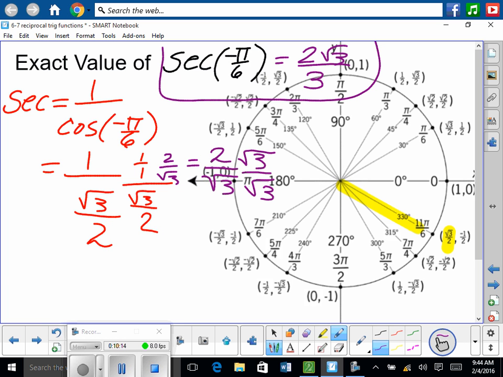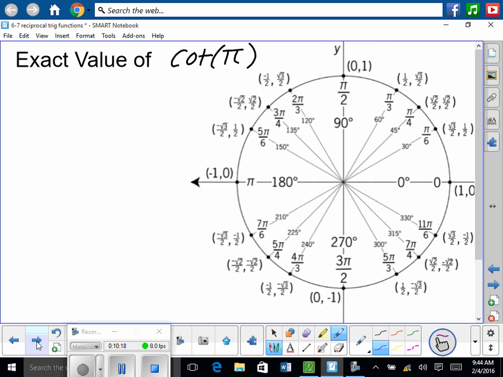Tangent is sine divided by cosine. So yeah, we do need to do one with tangent. It's not hard, but it's tricky because it's a lot of algebra. So let's do this one, and then I'll let you work, okay? We're not doing this whole worksheet, so just stay with me, guys. It says, find the exact value of cotangent of pi.